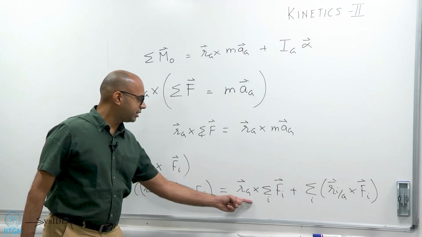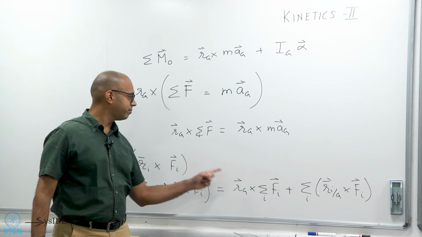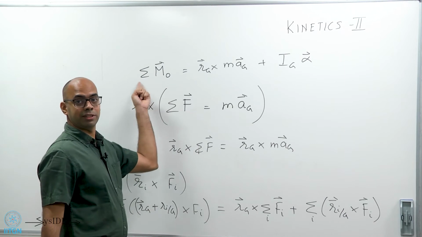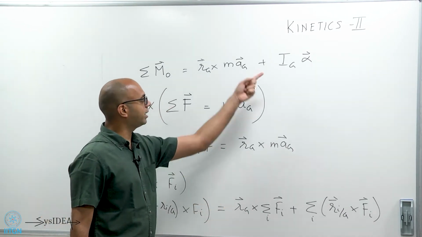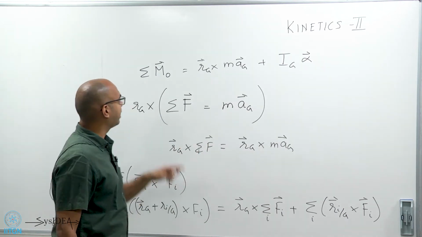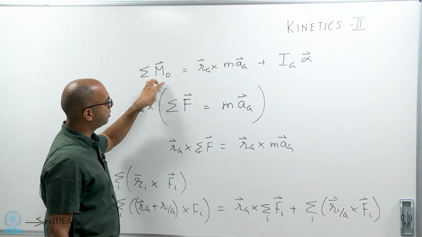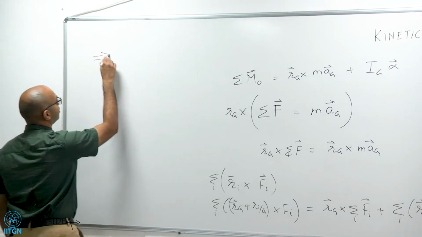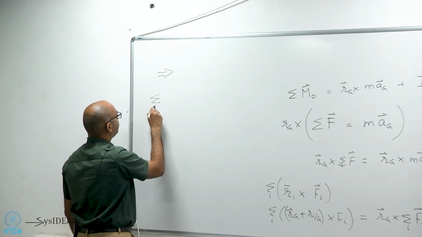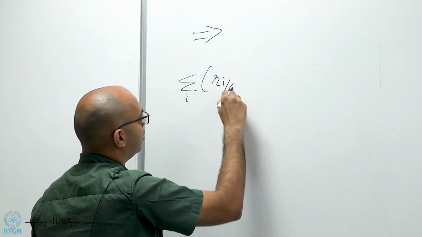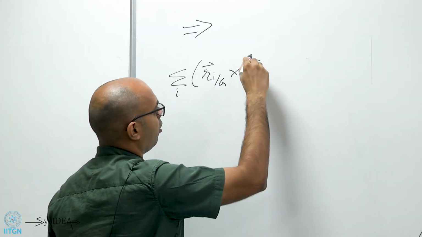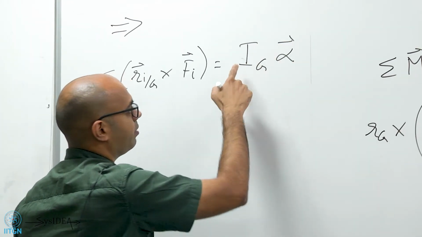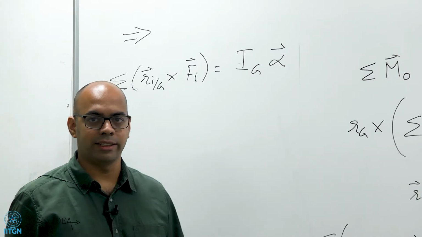Now let us recognize that these two are exactly the same. So on the left hand side I have this, and on the right hand side I have this. So I can cancel out that part of this moment with this, and what I have left I can then write as sum of moments relative to the center of gravity of all the forces is equal to Ig times alpha, where this moment of inertia is with respect to the center.